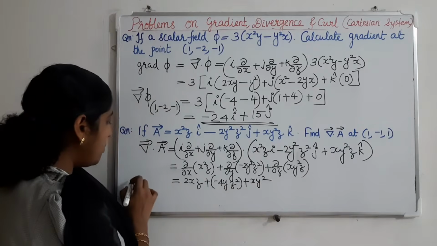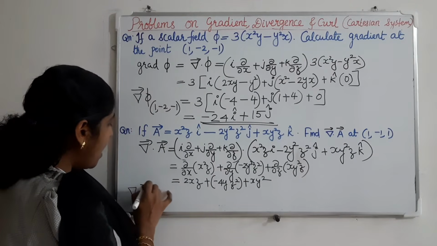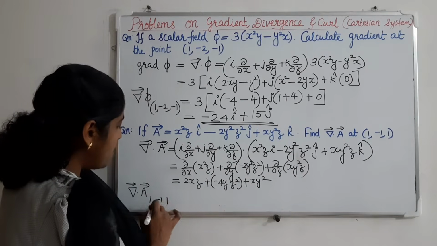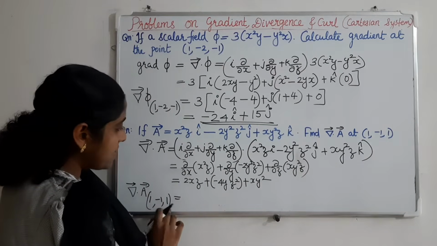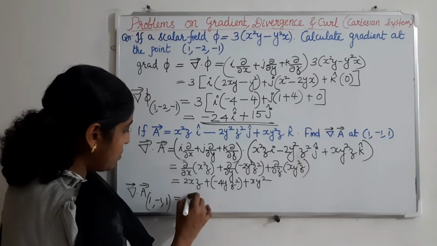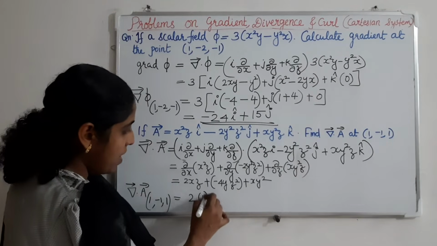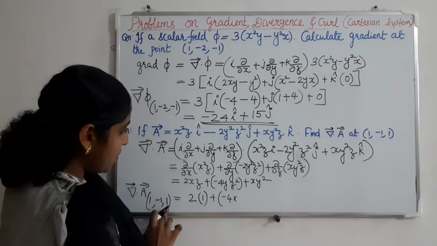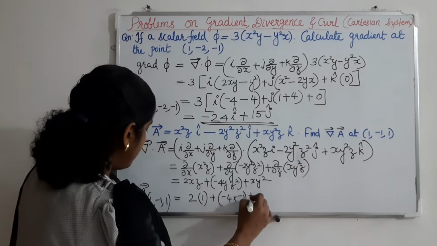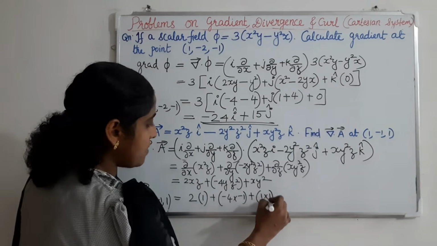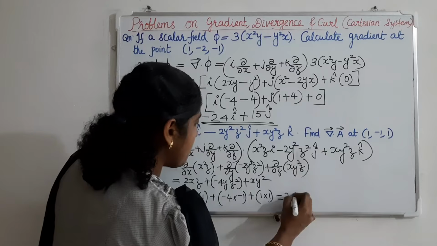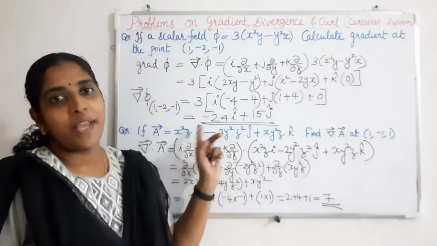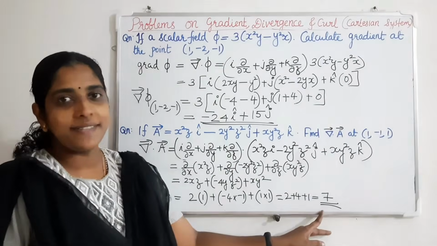Now we have to find del dot A at what point? That is (1, −1, 1). So we can substitute this x, y, z in this expression. We will get 2 into xz, which is 1, plus −4 into yz², which is −1, plus x into y², which is 1. That is 2 plus 4 plus 1, which is equal to 7. So the divergence of this function at the given point is 7.